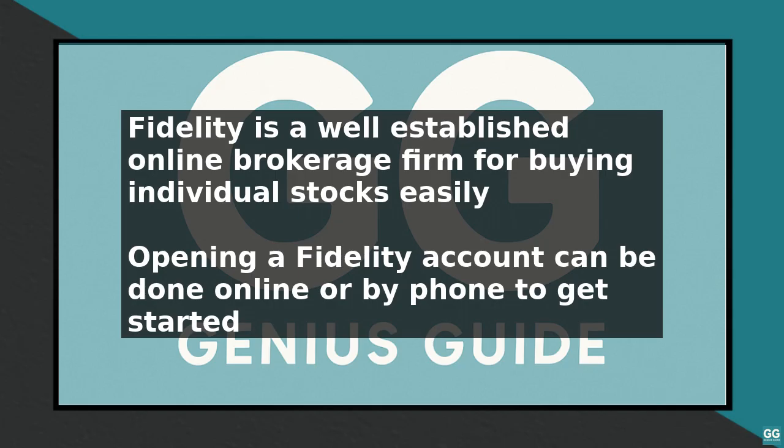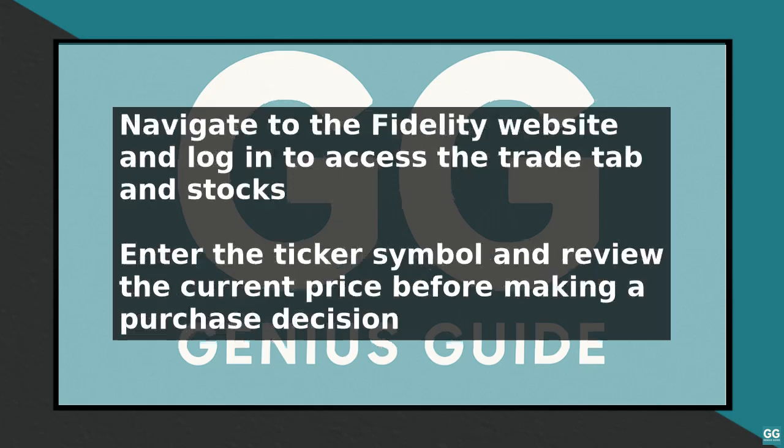Review the current price and other relevant information before deciding to make a purchase. Next, click on the Buy button and enter the number of shares you want to purchase. You can also set a specific price at which you want to buy the stock, known as a limit order. Review your order carefully to ensure everything is correct before submitting it.